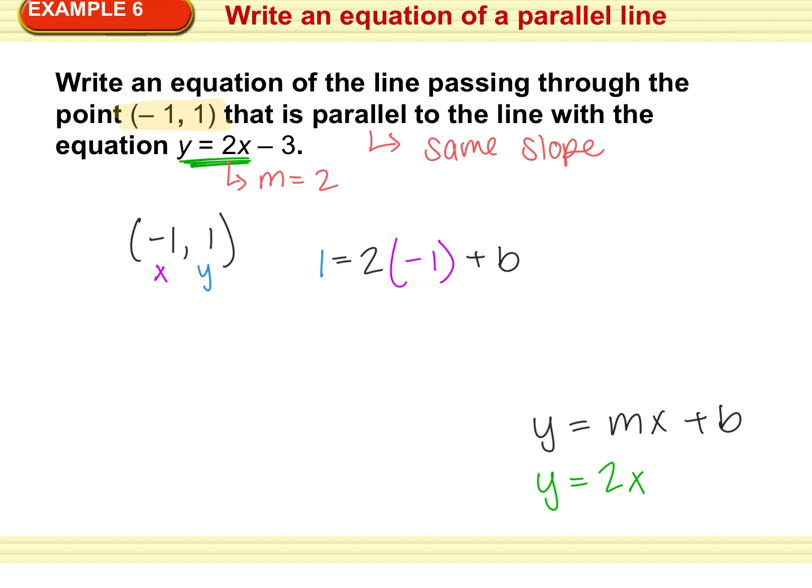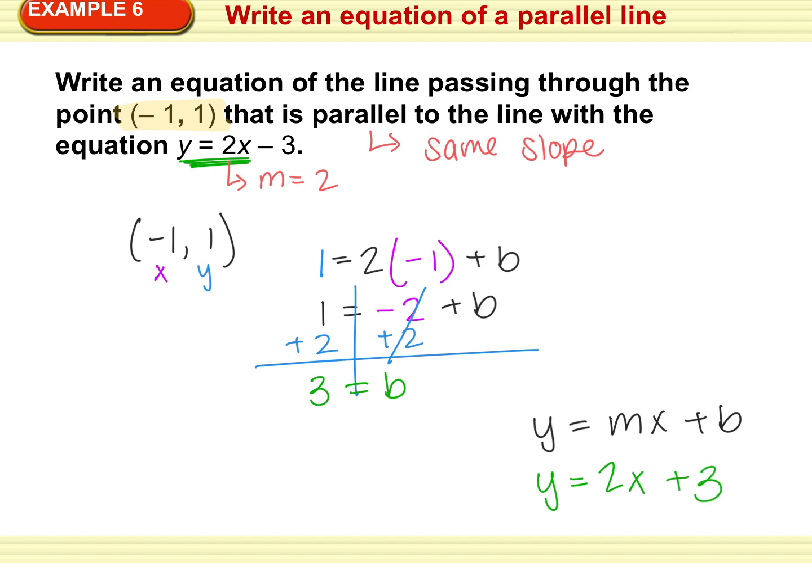2 times -1, excuse me, that's going to give me a -2. Then bringing everything else down. And if I have a -2, what do I have to do to get rid of it? I'm going to add 2 to both sides of my equal sign. These are going to cancel out. And I'm going to get my 3 for b. So all I'm doing is writing it in to my b place, and this is my answer. So always remember, when you're trying to solve for b, you're plugging in using the slope of your new equation.